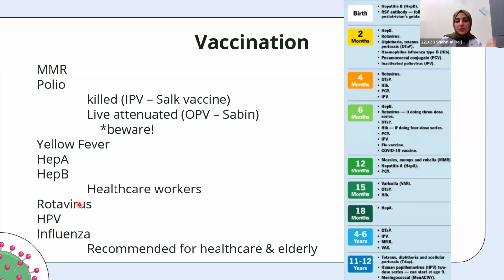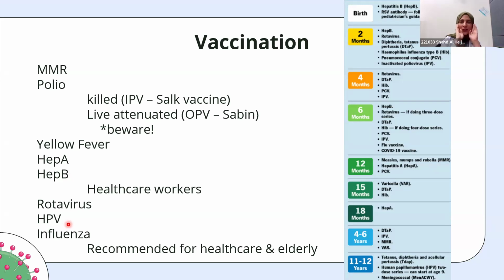Also have rotavirus. Rotavirus, again, can cause gastroenteritis in kids, so they usually have rotavirus vaccines. As you can see here in the vaccination schedule for the kids, you have multiple doses. HPV, human papillomavirus, because this will protect against cervical cancer.